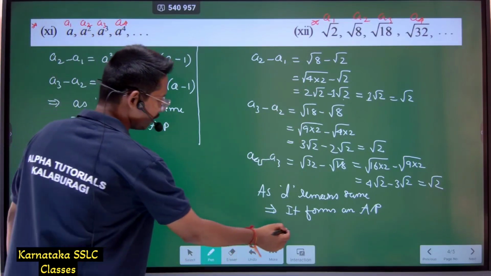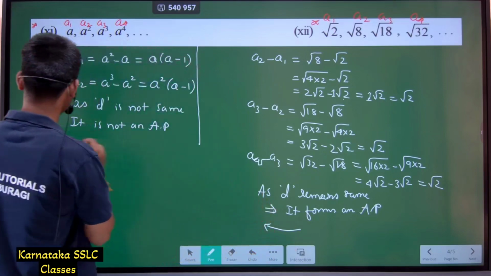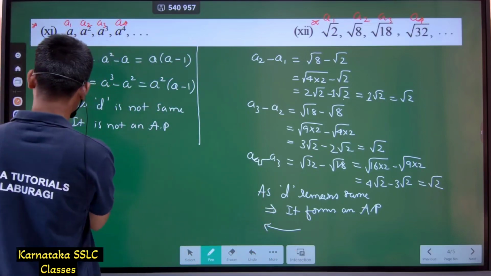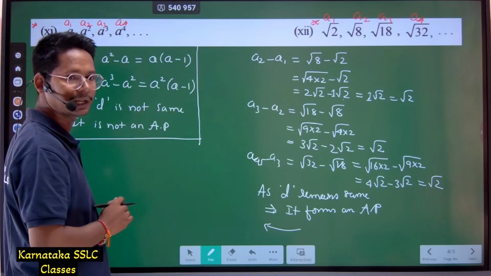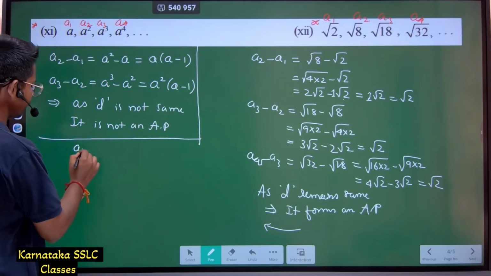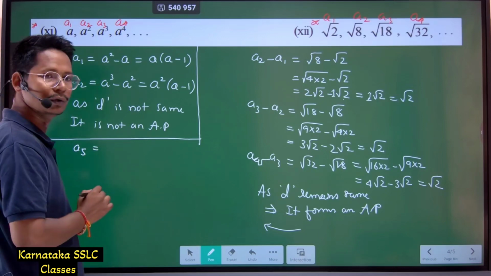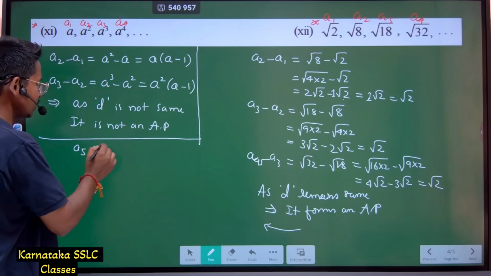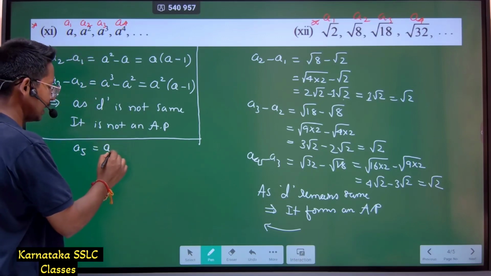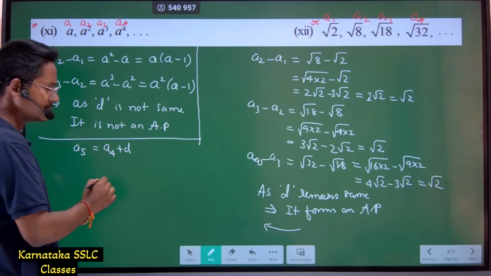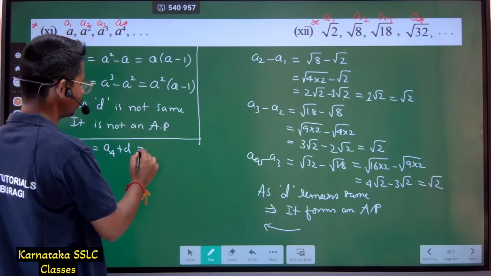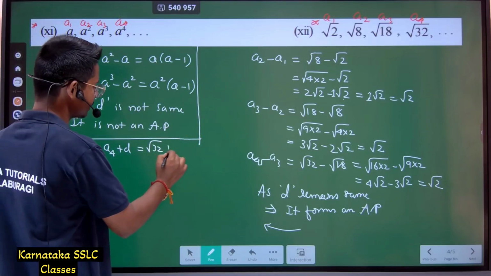So we'll find the next three terms. Yes, they are given till A4. We need to find from A5. Use the basic definition of arithmetic progression: you can find any term by adding a fixed difference to its previous term. Nothing but A4 plus D. Okay, what is A4? It is root 32 plus D value.